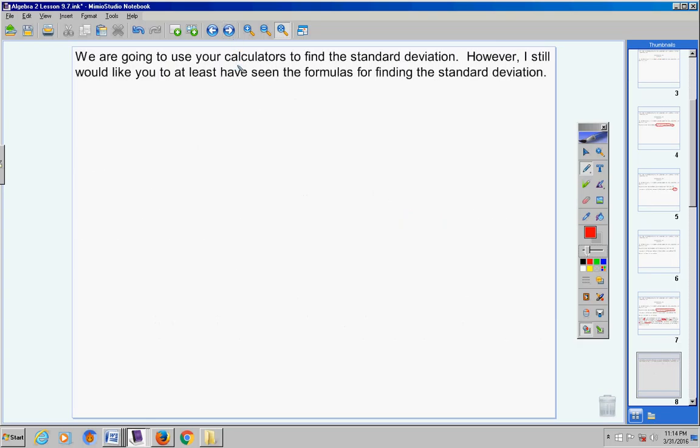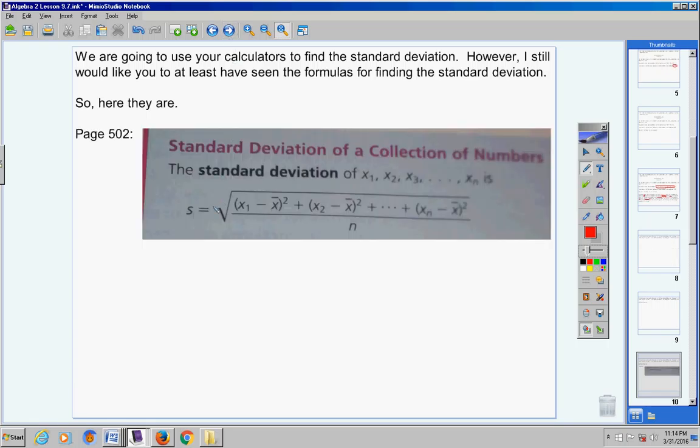We are going to use your calculators to find the standard deviation. However, I still would like you to have at least seen the formulas for finding the standard deviation. You do not need to write these down. But what you could do is put down in your notes the page number. So you can write down in your notes, page 502, and turn over and look at this if you want to.